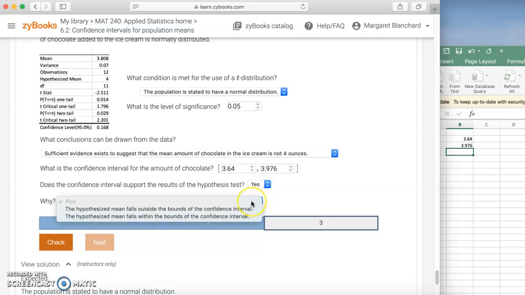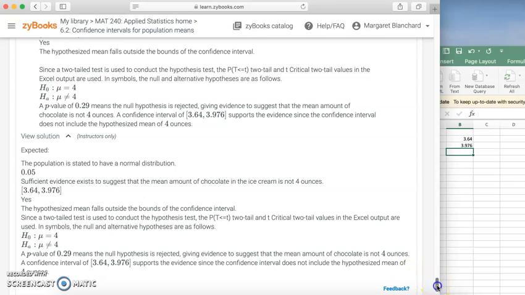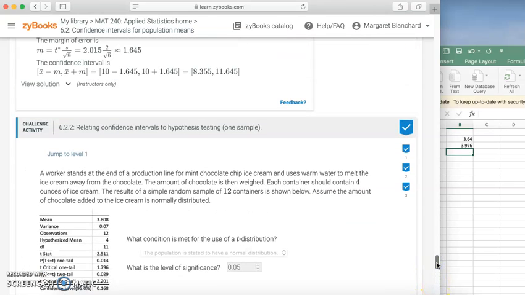And then the reason for that is that the hypothesized mean falls outside of the bounds. Let's check our answer. Nice little green check mark. All right. So if you have any questions about challenge activity 6.2.2 or anything else, let me know.